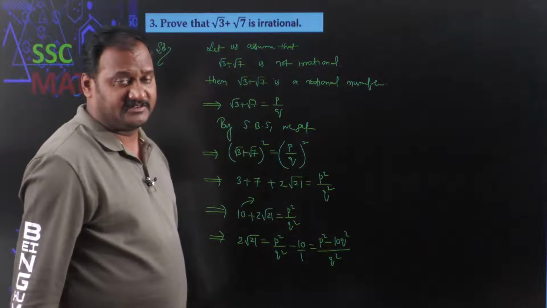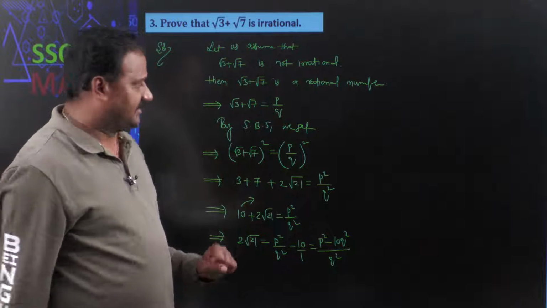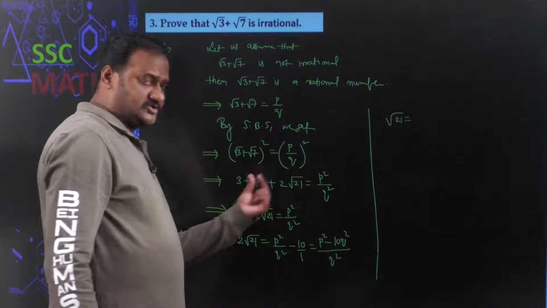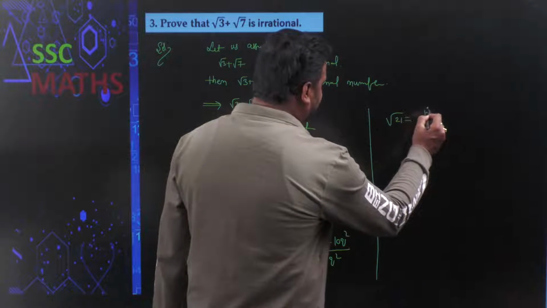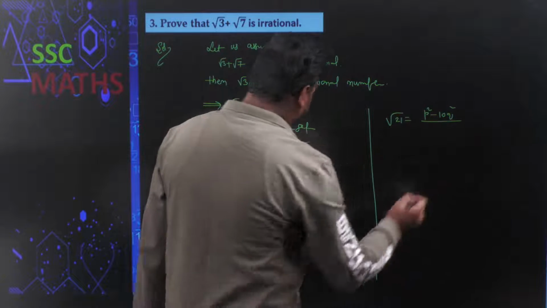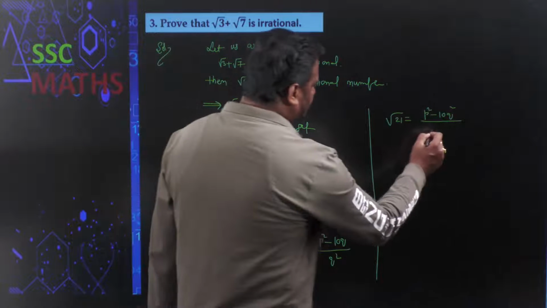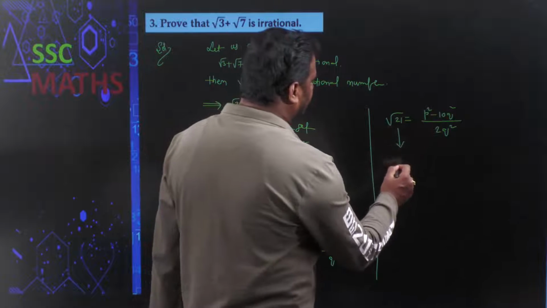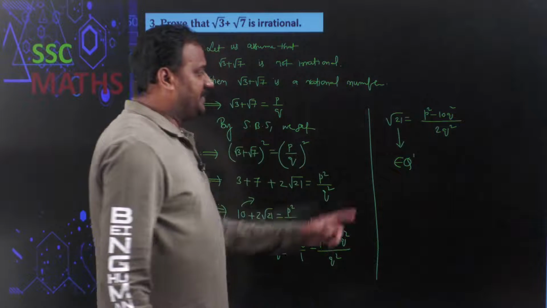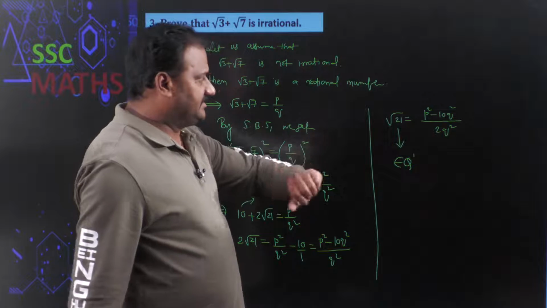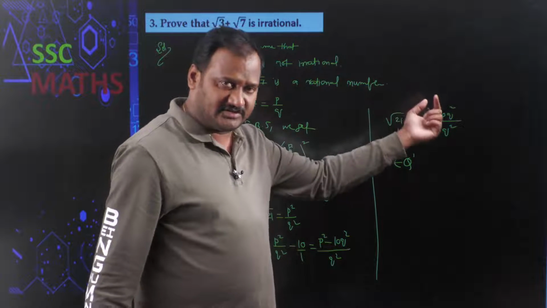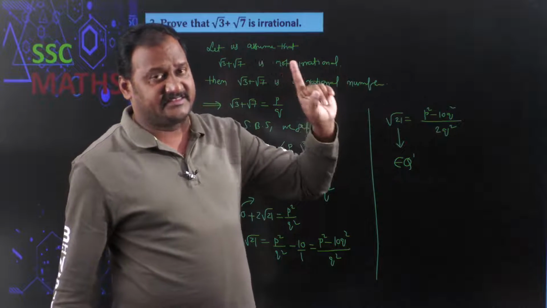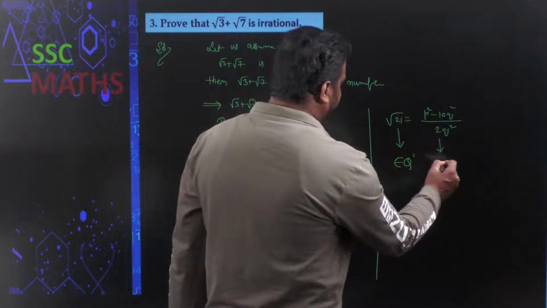This is what? Sorry, 2 into root 21. So then we can write it as root 21 is equal to, now transpose 2 to that side, p square minus 10q square divided by 2q square. Now you observe here, root 21 is purely an irrational number. p is an integer, p square obviously an integer, q is an integer, q square and 10q square also integer. So integer minus integer is an integer divided by an integer. So integer by integer is a rational number. So here it is a rational number.